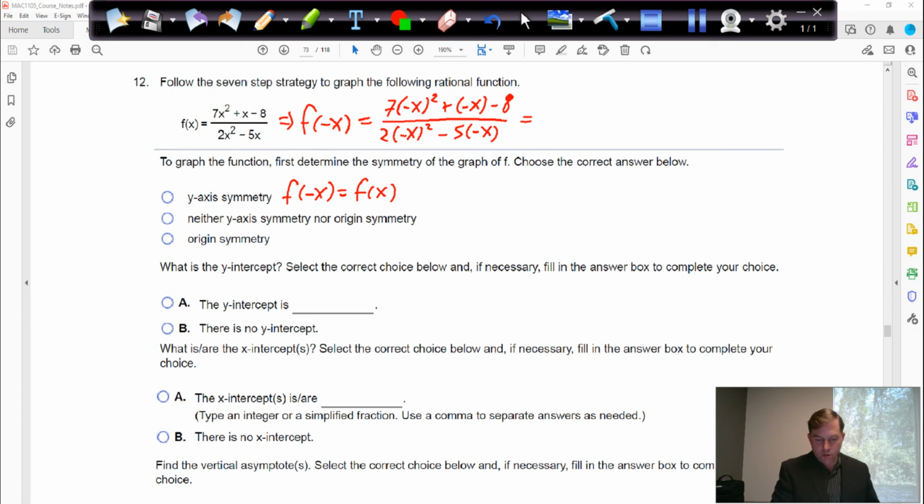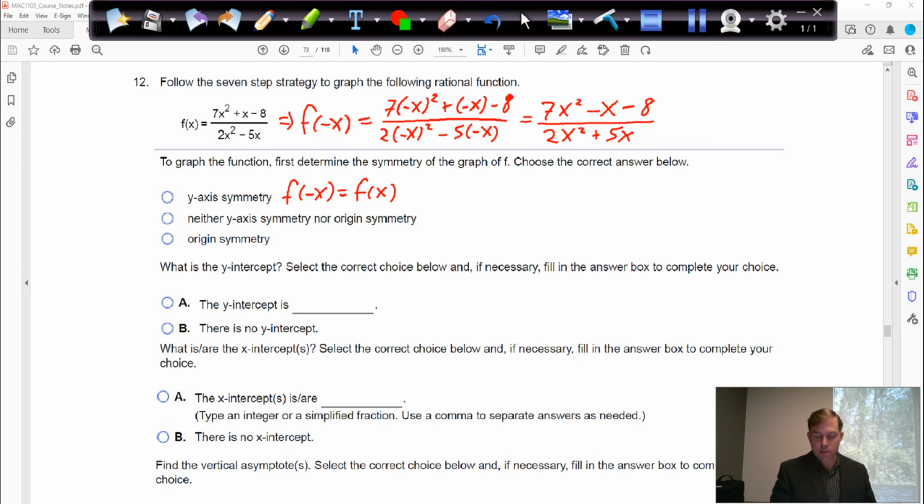And we do these squared, so negative x squared would just be positive x squared. Negative will cancel. But this one does change it, flips it to negative. Down here it would be 2x squared. And now it's going to flip that one to 5x. And now we just have to compare this red to this black. Clearly they're not the same.